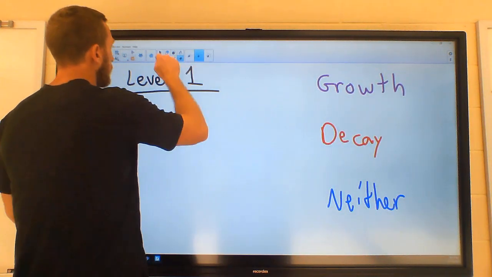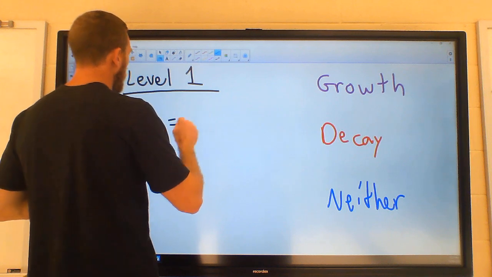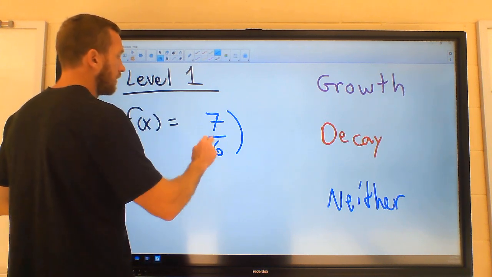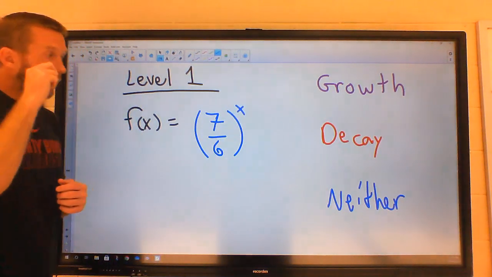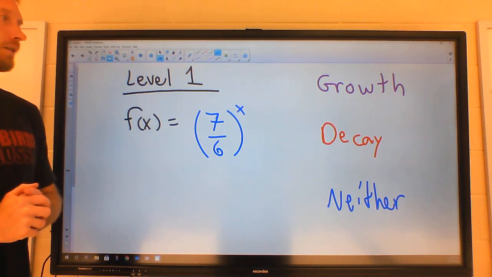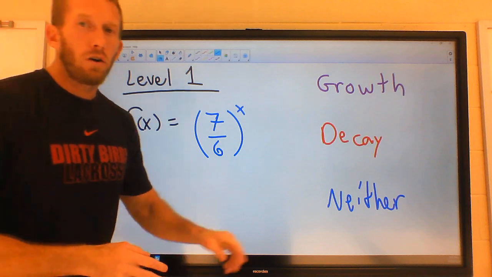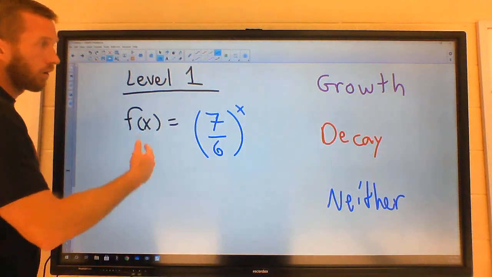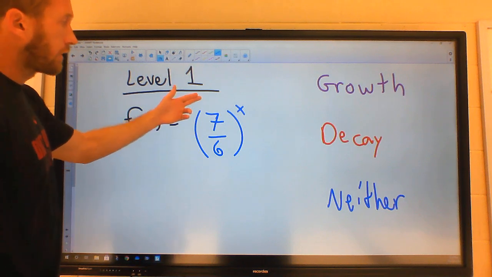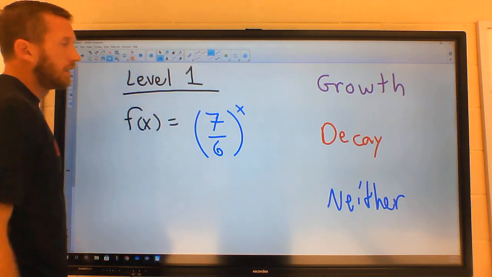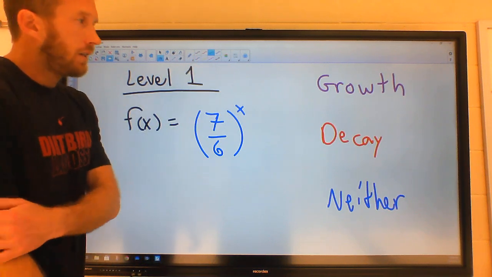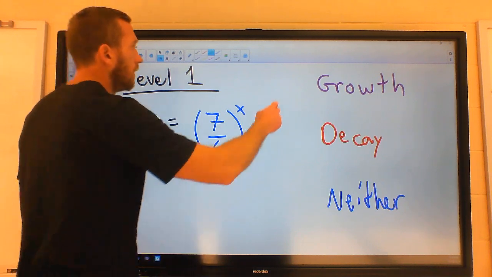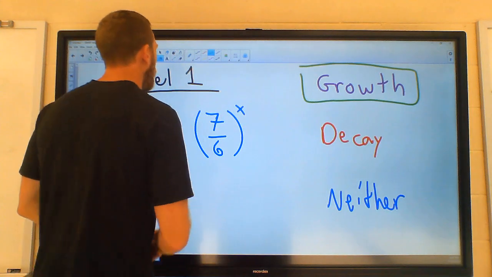Let's try another fraction. Let's go with f(x) equals 7/6 to the x power. Growth, decay, or neither. I haven't even gone over neither yet, so it probably isn't one of those. It's either growth or decay. Well, this is a fraction, but 7/6 is bigger than 1. So this is growth.